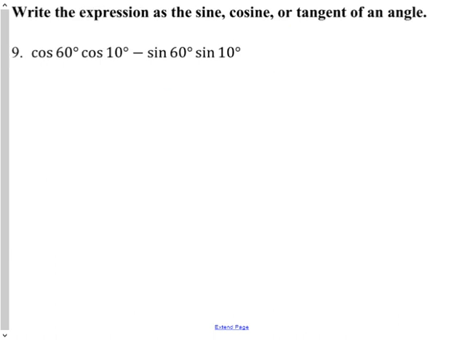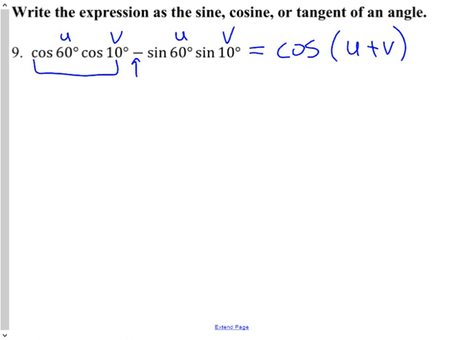Last one here is cosine of 60 degrees cosine of 10 degrees minus sine of 60 degrees sine of 10 degrees. It says to write the expression as sine, cosine, or tangent of an angle. Basically, it wants us to use the formulas we just used, but backwards. This is already cosine of u cosine of v minus sine of u sine of v. Cosines are together, which tells you this is cosine. The sine is always flipped for cosine. So this is going to be cosine of u plus v. Well, u is 60 degrees and v is 10 degrees. So 60 plus 10 will give us cosine of 70 degrees.